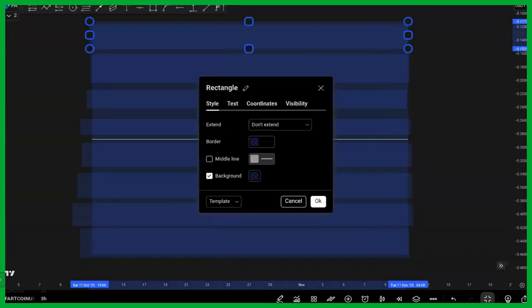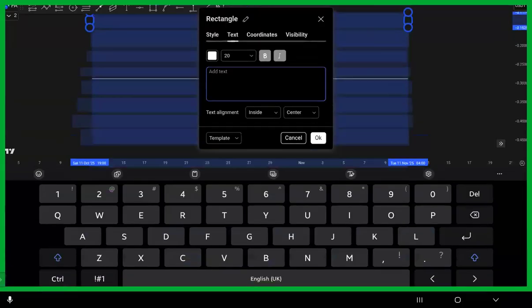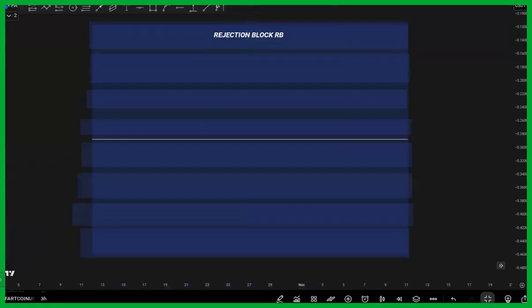All right, so now remember that this middle line here is the equilibrium, and whatever is above it is the premium zone. Whatever is below it is the discount zone. Now, in the premium zone, the first thing we see is your rejection block, which is denoted by RB. Let me just put it there. The rejection block is the first one we see and is denoted by RB.